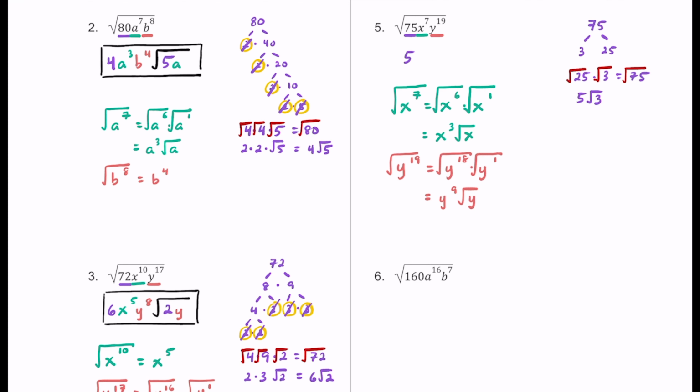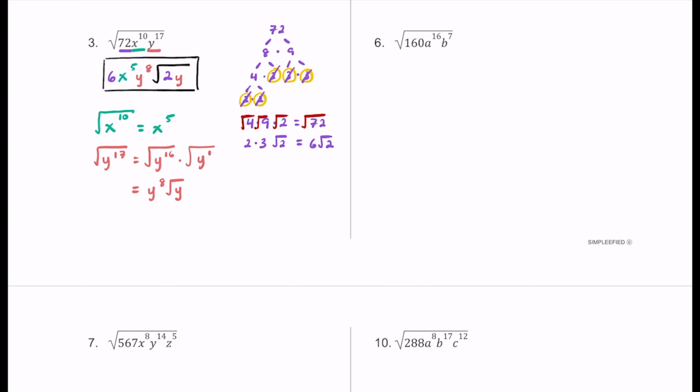So we had that 5 there, and then we have this x to the 3rd power, and then y to the 9th power. And then there were a few things that got stuck inside the radical, right? Because they were not perfect squares. So this 3 is the first thing. Let's put this 3 still inside. That wasn't a perfect square. Then we have this x and this y that were not perfect squares either. So let's put an x, and then let's put a y. So this right here we can see would be our most simplified expression.